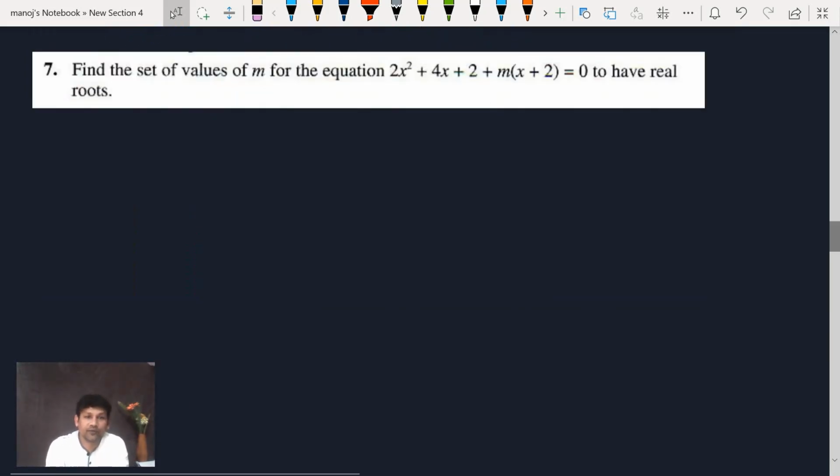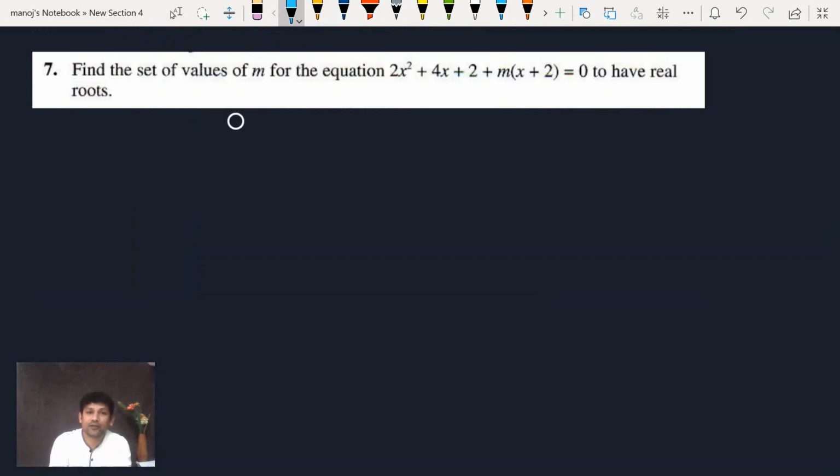Find a set of values of m for which equation this have real roots. Okay, real roots condition is b square minus 4ac greater than equals to 0. Like in the last exercise I have discussed, when you draw the sketch or completing square method, I have already discussed in 4.2, you can see. So now you have to multiply and arrange the equation.